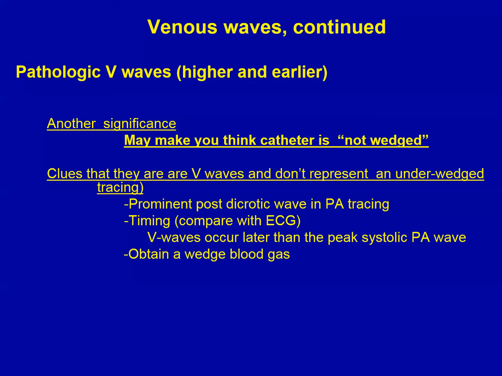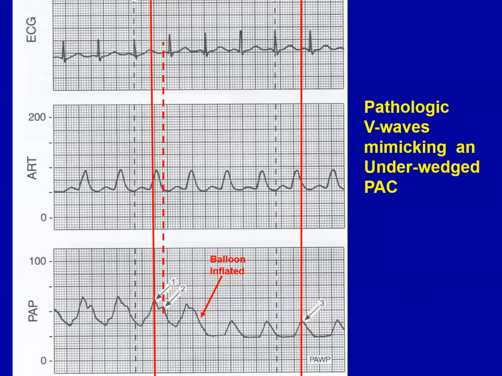So when you encounter these waves, you must try to determine whether this is because the catheter is inadequately wedged or because they represent mitral regurgitation. On this slide, I summarize some of the clues that will help you identify whether this is an incompletely wedged trace or true V waves. The most important clue is comparing the timing of these V waves with the timing of the peak of the pulmonary systolic pressure in the unwedged catheter.